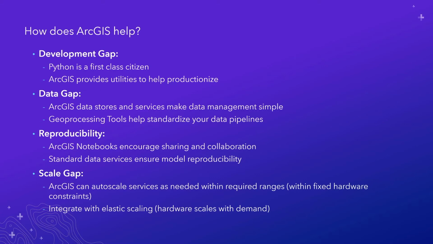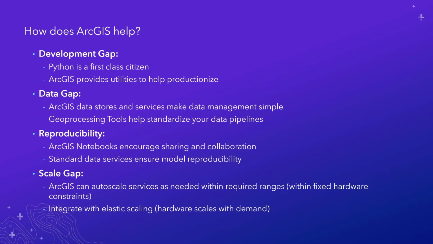Next, standard data services, such as those available through the Living Atlas, ensure model reproducibility. So if you train a model on, for example, the National Agriculture Imagery Program, I think I said that right, NAIP. If you wanted to use NAIP as your image service that you're applying, you could just point someone to the imagery layer, and they'll have the same exact data that you use without having to share gigabytes or terabytes or petabytes of imagery data.